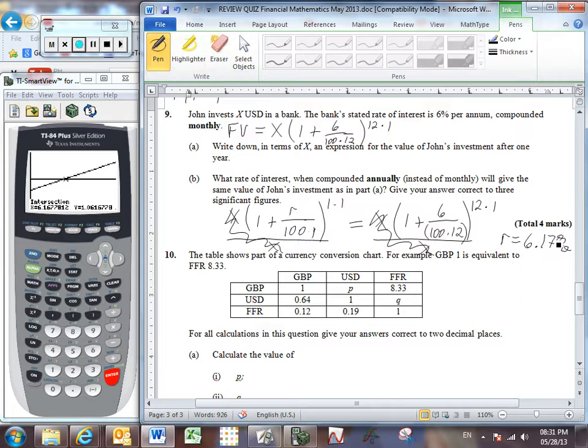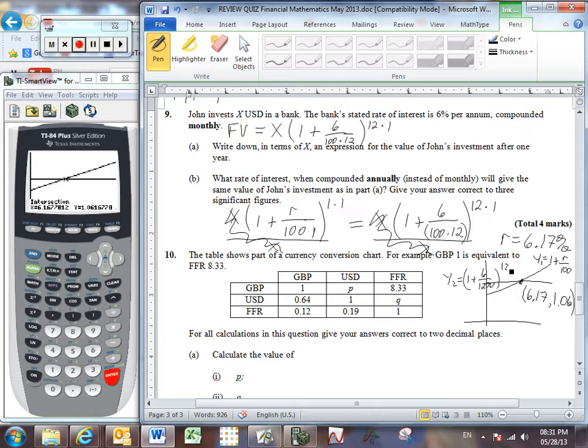And as always, we should probably show a quick picture of the graph. So there's one function and there's another function, and they're intersecting at 6.17 and 1.06. And I should probably just label what the functions are. So the first one that we saw, the one that was rising, was the one y1 equals 1 plus r over 100. And the other one, the constant function, is y2 equals 1 plus 6 over 1200, all raised to the power of 12.